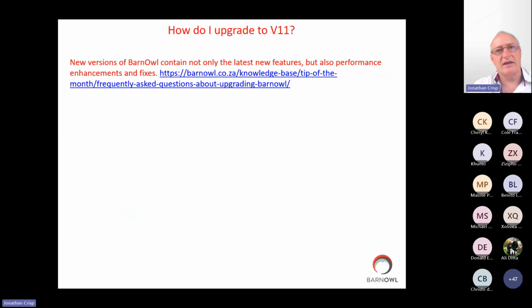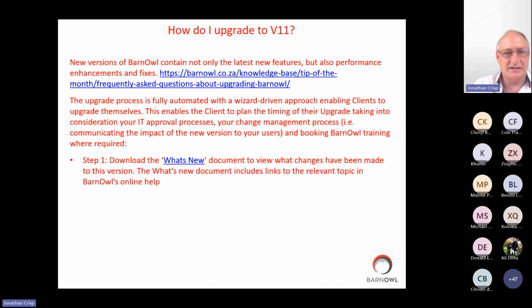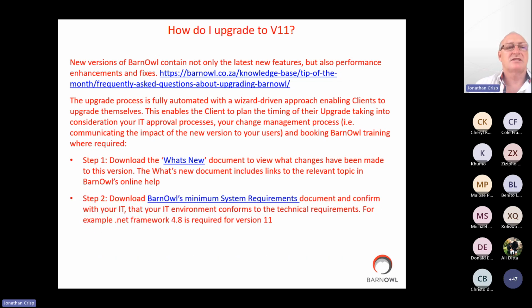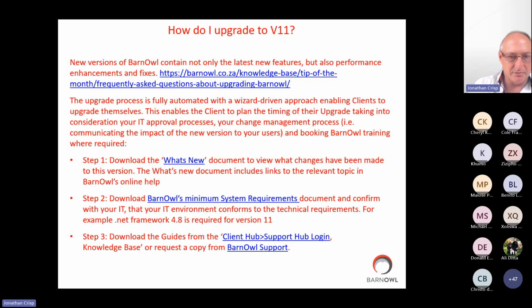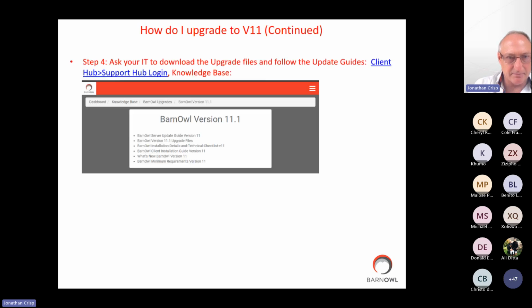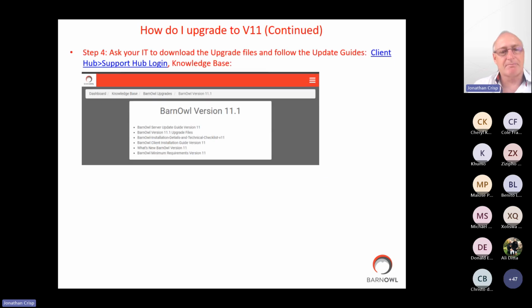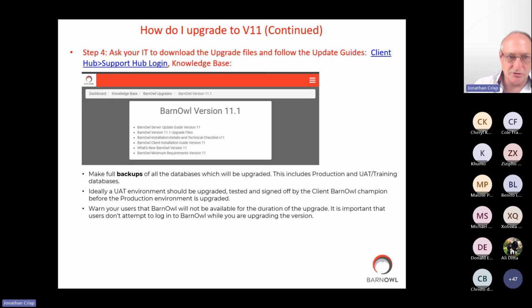We'll send this: how do I upgrade to version 11? It's got the whole process. I'm not going to go through it now, but step 1, have a look at the what's new document. Step 2, BarnOwl minimum requirements. Step 3, get hold of a client hub. But it is really a self-upgrade environment. What we do say here is, ideally, you should have a UAT environment. Not every client of ours has a UAT environment, which stands for user acceptance testing.